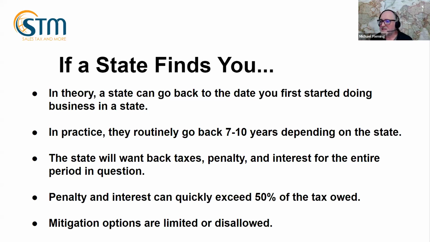All right. So when a state finds you, they're going to want the back taxes plus the penalty and interest for the entire period in question. So penalty and interest can quickly exceed 50% of the tax owed. And if they're going back 7 years or 8 years or 10 years, that can add up very quickly. And once the state finds you, the mitigation options are limited or disallowed.